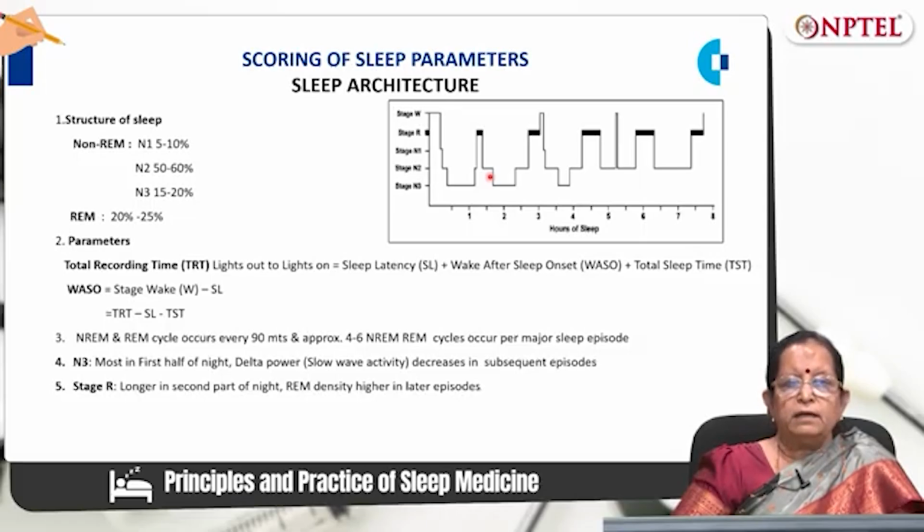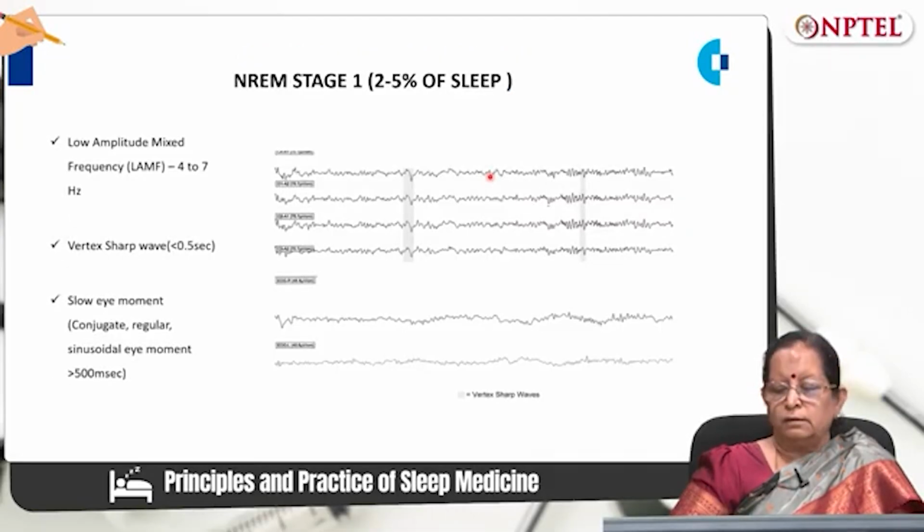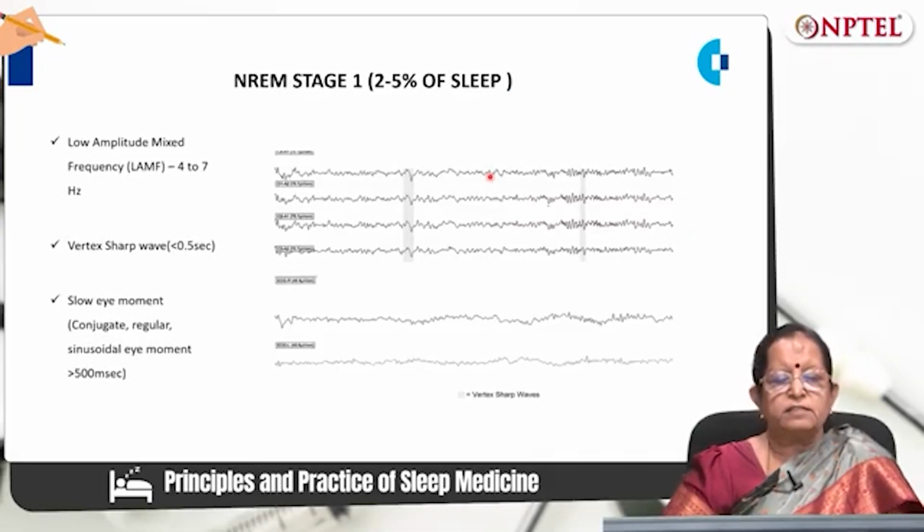You should know that the NREM and REM cycle occurs approximately every 90 minutes, and during a sleep episode there will be 4 to 6 NREM or REM sleep cycles. N3 is deep sleep, which occurs mostly in the first half of the night. The REM stage, that is the rapid eye movement stage, will be longer in the second part of the night. The density will be higher in the later episodes. So we will go through each of the stages.